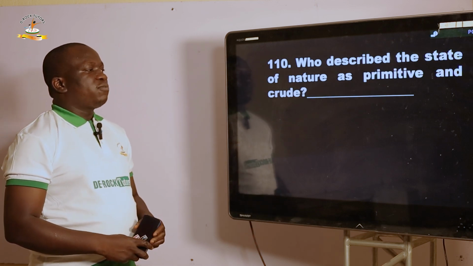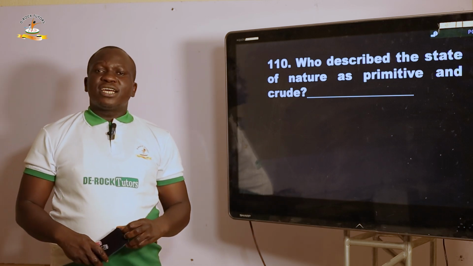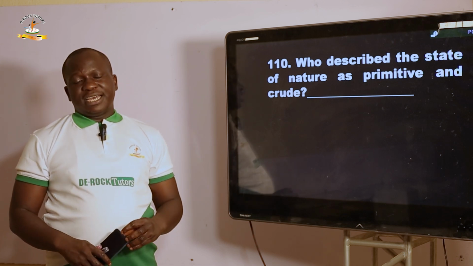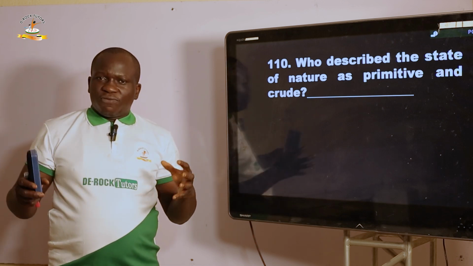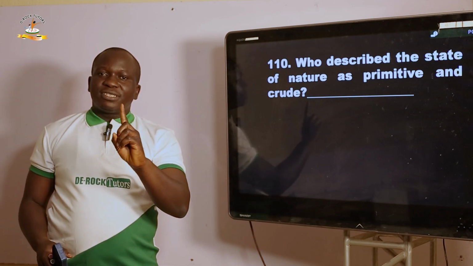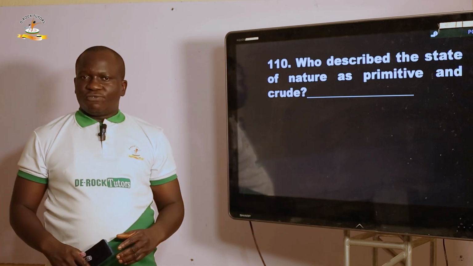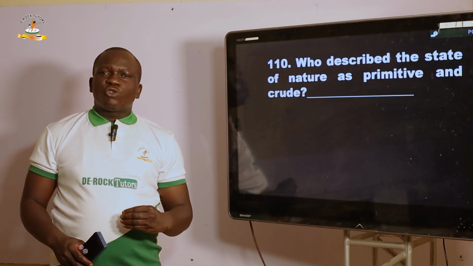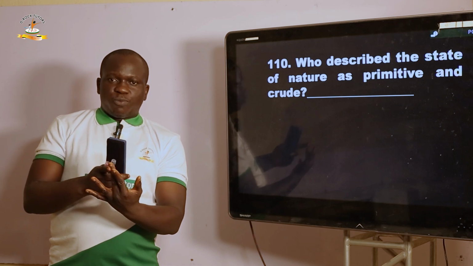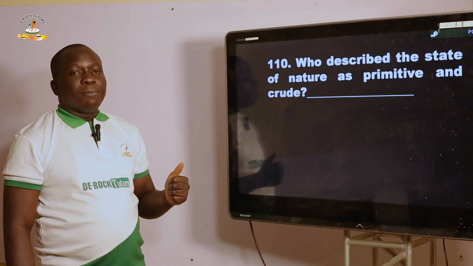Now to the next question. Who described the state of nature as primitive and crude? In 1651, an English philosopher named Thomas Hobbes wrote a book titled Leviathan, where he described the state of nature and also spoke on the relevance of law and government. And he gave this eternal and popular quote that if there is no law or agency to regulate the affairs of the people, the state will degenerate into a primitive society where life was nasty, short, poor, solitary, and brutish. So the correct answer is Thomas Hobbes.